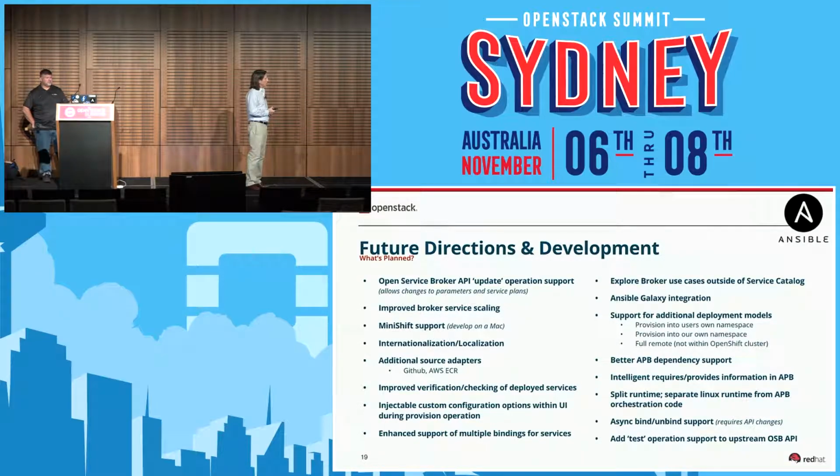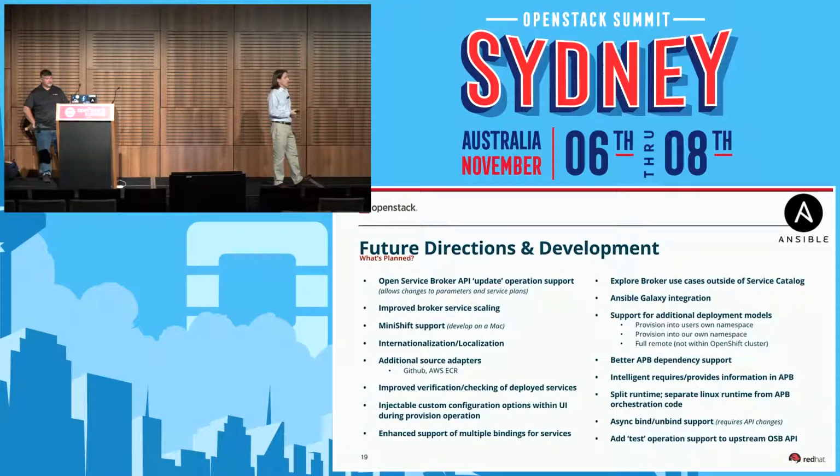Improve broker scaling, so we want to look at larger and bigger environments. For development on a Mac, we're looking at Minishift, internationalization, localization, additional source adapters. Today we're doing image registries for the application definitions, but we've had some interest in putting those definitions other places. One of those is Amazon's EC2 Container Registry, so we're going to look at doing an adapter for that. That's underway. I don't know when it's going to be ready, but it's underway. GitHub might even be another option.